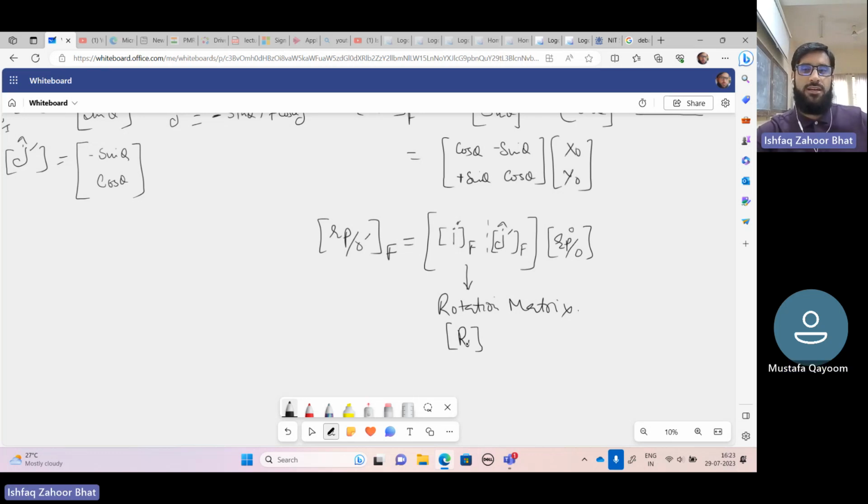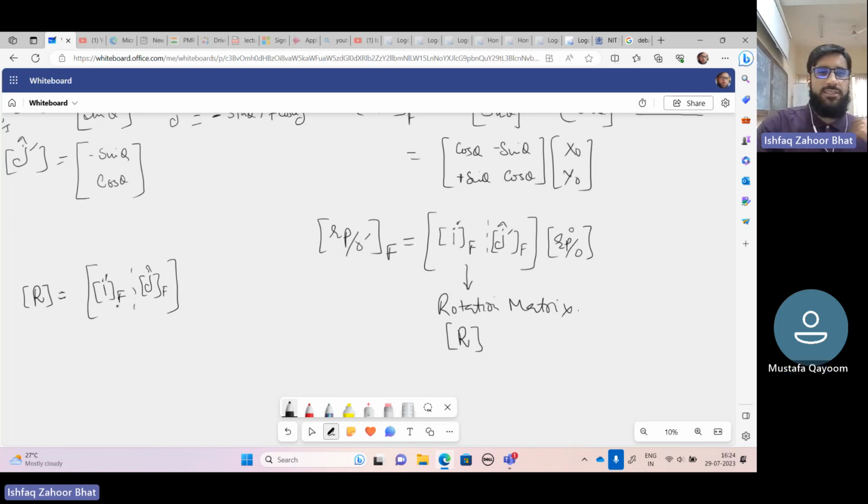Better to write it like this. See, with every notation or symbol or representation, you should be very careful. You will see in coming classes how they are different. So I am writing R like this, it means something that I am representing. So what is this R equal to? As a component, it is equal to I dash, but represented in fixed frame, and J dash, but represented in fixed frame.